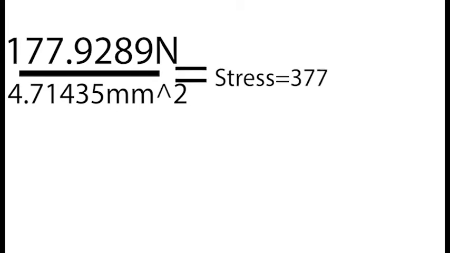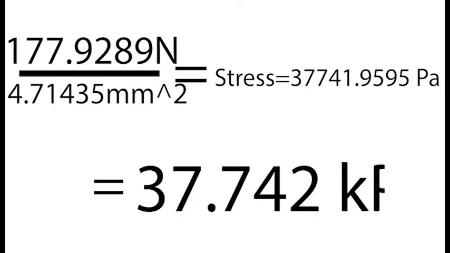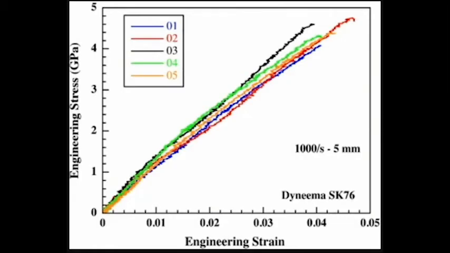If we divide the force of 177.9289 newtons by the cross-sectional area of 4.71435 millimeters squared, we'll end up with a stress of 37,741.9595 pascals, or 37.7420 kilopascals. Now, if we look at the stress-strain curve from Brett Sanborn's study, we can determine how much strain the string will suffer from, and how much it stretches over the course of a shot.